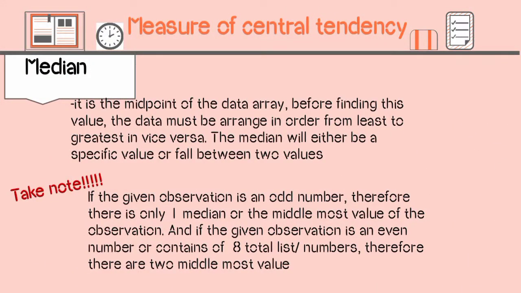Okay, median. It is the midpoint of the data. Before finding this value, the data must be arranged in order from least to greatest or vice versa. The median will either be a specific value or fall between two values. Take note that if the given number of observations is odd, there is only one median, the middlemost value of the observations. And if the number of observations is even, there are two middlemost values.